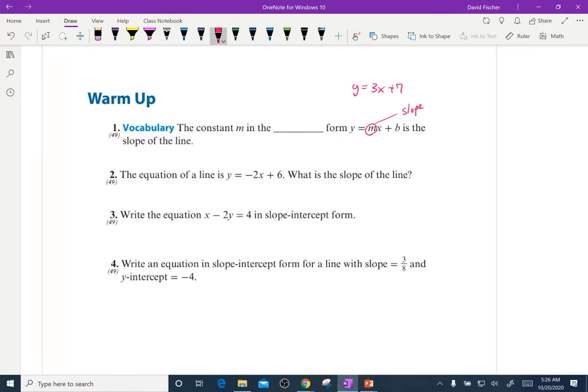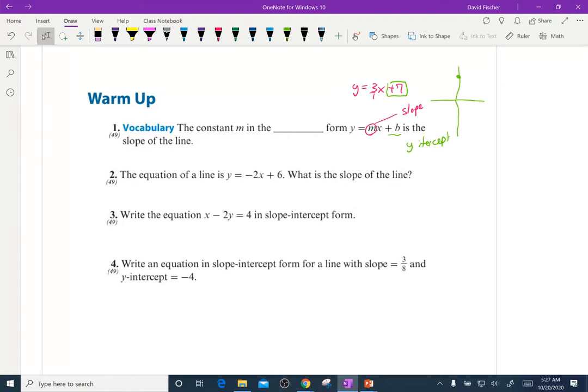And so when I go to graph it, that's going to be my slope. So in this case, I would go up 3 over 1. This part down here, my constant, is what we call the b, and that is my y-intercept. The y-intercept means where it crosses my y-axis. So if I was graphing this equation, and we'll do lots of this, I'd go to 7 on my y-axis right there.